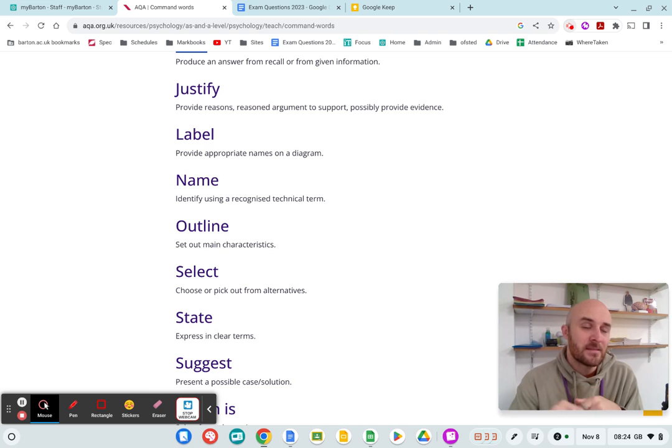Fail to do that and you will almost be guaranteed to get an NAQ written next to your answer, for not answering the question. The command word is by far the most important word in the entire question. Make sure you're sticking to it like glue.